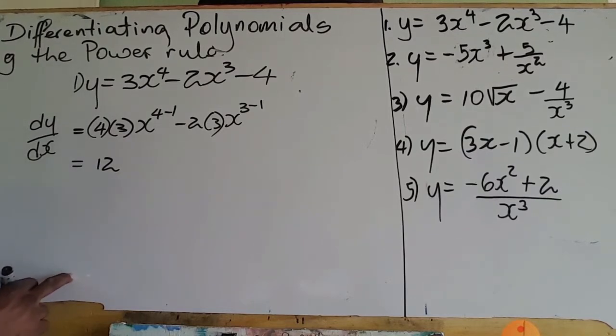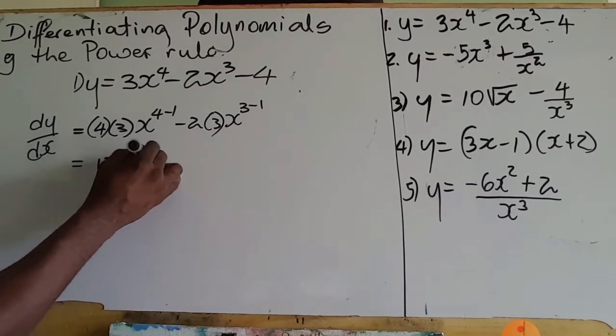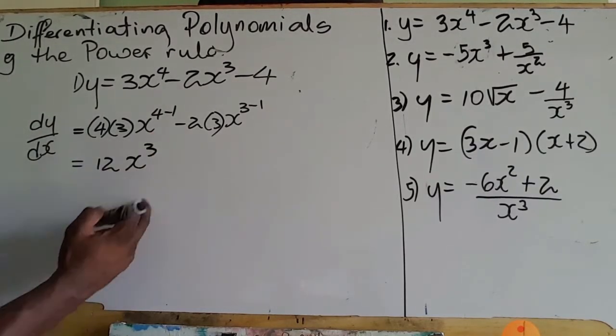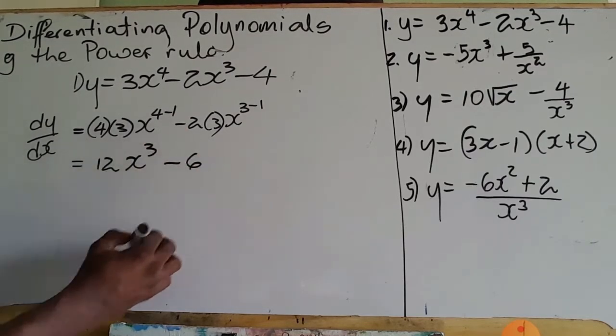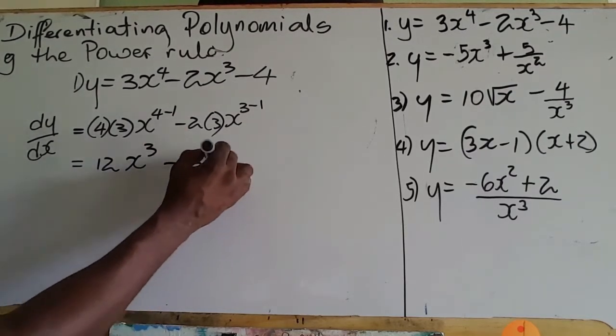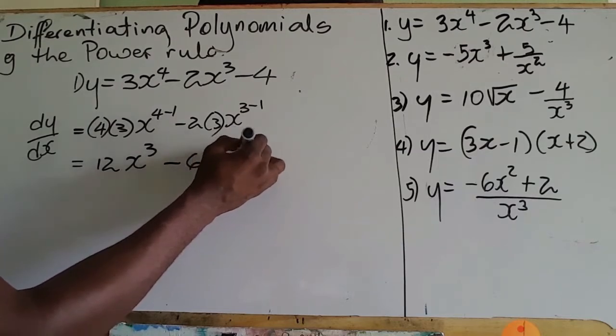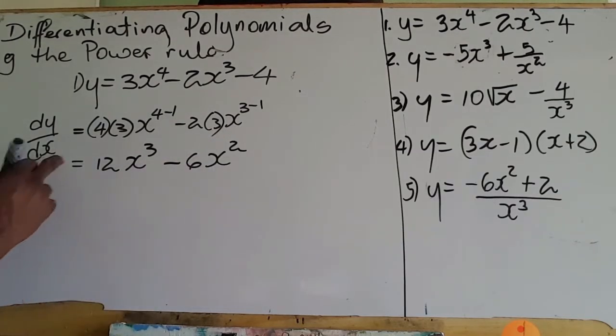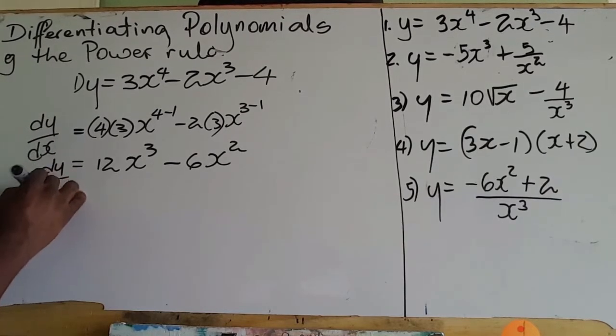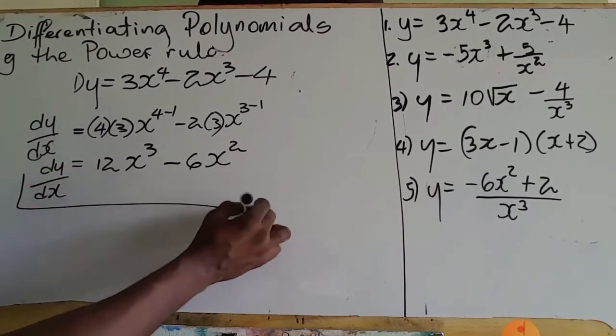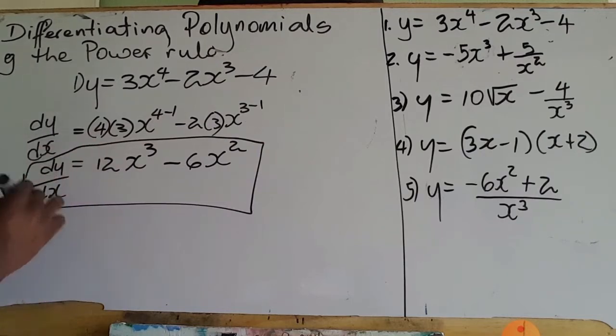So 3 times 4 is 12, x to the third, minus 6x squared. So there we have it. Our differential, or what we would call d dx or dy dx, is equal to 12x to the third negative 6x squared. That's our first example. Let's look at another type.